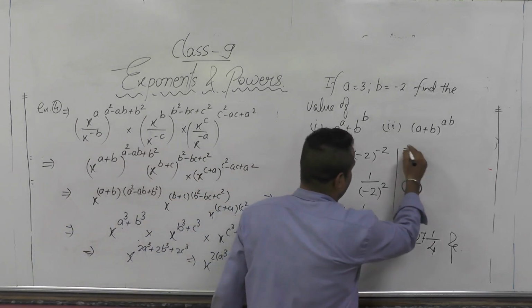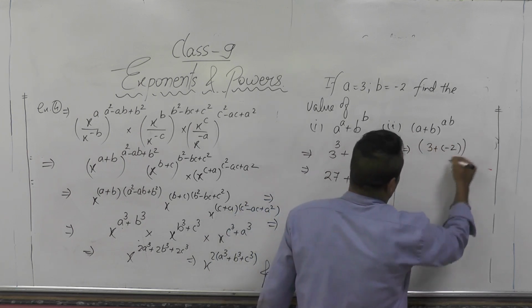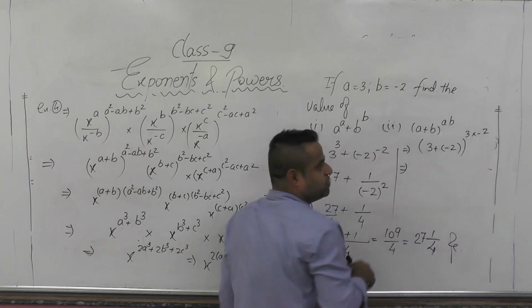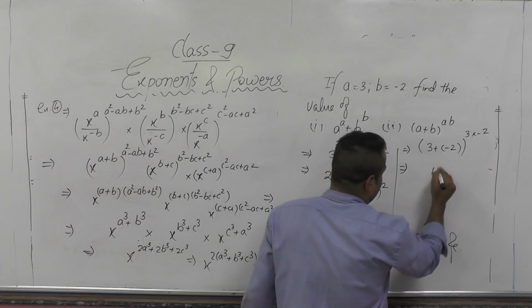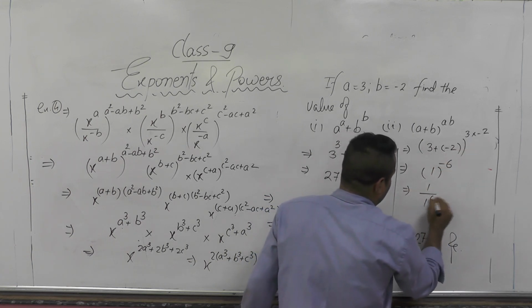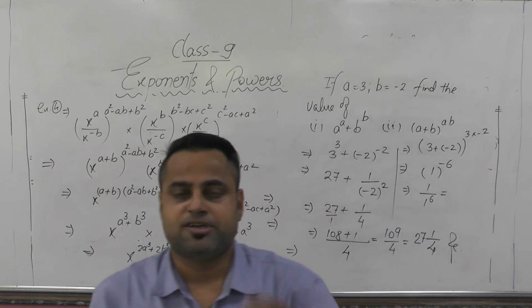How to do that second one? You just keep the values here. A is 3, B is -2, and having whole power 3 into -2, because AB denoted as A into B. Now 3 minus 2 is 1, 1 to the power -6. Okay, remember that 1 is the only number which is identical, having whatever power, resulting in 1 only.